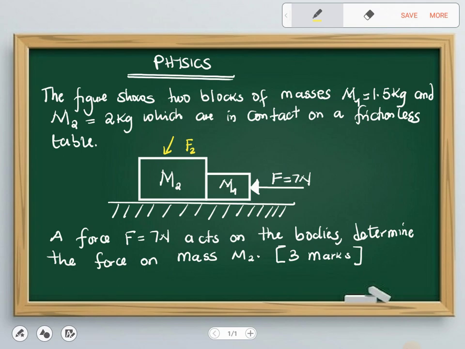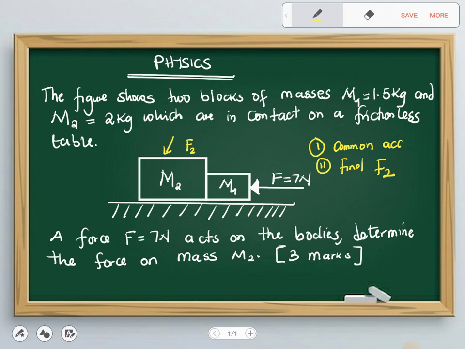There are only a few steps that we need to know, and there are only two. Step 1, we need to find the common acceleration. Number 2, we find F2. So we are going to apply Newton's second law of motion, keeping in mind that in step 1, we are going to find the total mass.